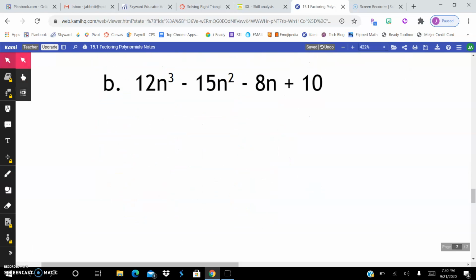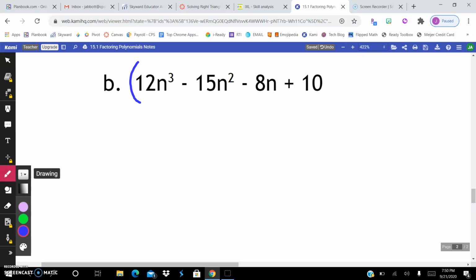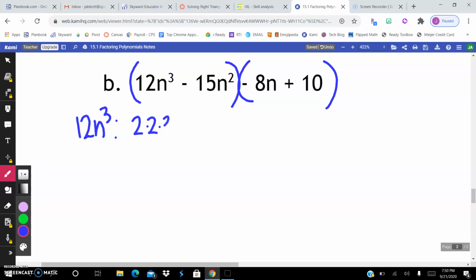And I'm going to do one more here. We're going to factor it since it has 4 terms by grouping. So the first 2 and the second 2. This one I'll write out because we have a little bit bigger numbers. So 12 n to the third would be 3 times 4, and 4 is 2 times 2. So if I write them in order, I have that. And then there's 3 n's. Negative 15 automatically has a negative 1, and 15 is 3 times 5, and n squared is 2 n's.